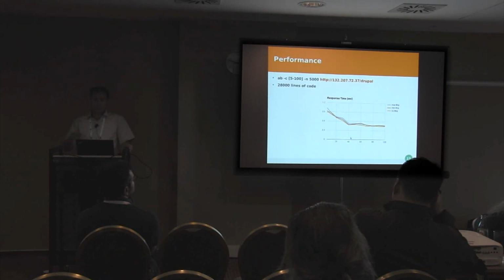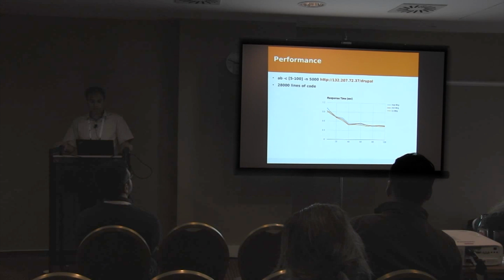Before showing the demo, just a word about performance. I tested a Drupal website, rendering the index page, the first page of Drupal. It needs to run around 28,000 lines of code. So there's no performance degradation actually, and it's almost the same as when there is no LTTng tracing enabled. Here there's no kernel, just user space tracing.